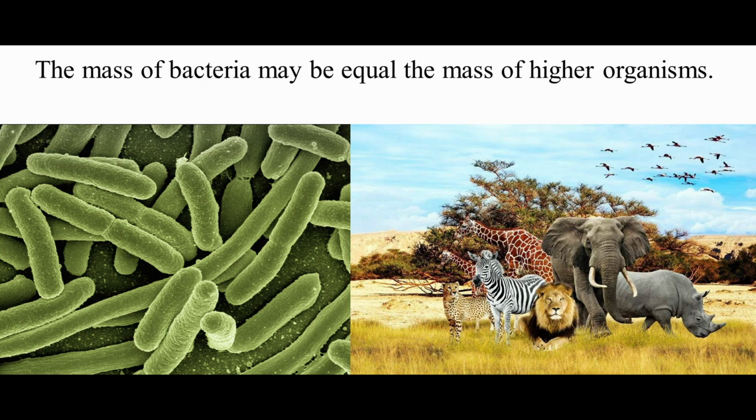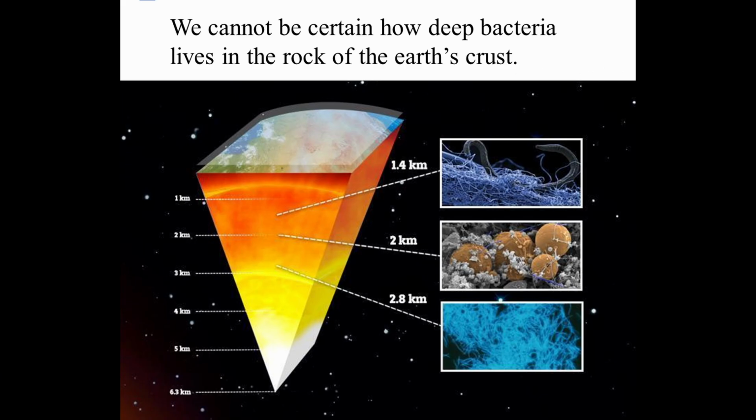The mass I quote for the living biomass does not include the mass of bacteria. The mass of bacteria may be equal to the mass of higher organisms. The mass of bacteria is uncertain. We cannot be certain how deep bacteria live in the rock of the Earth's crust.